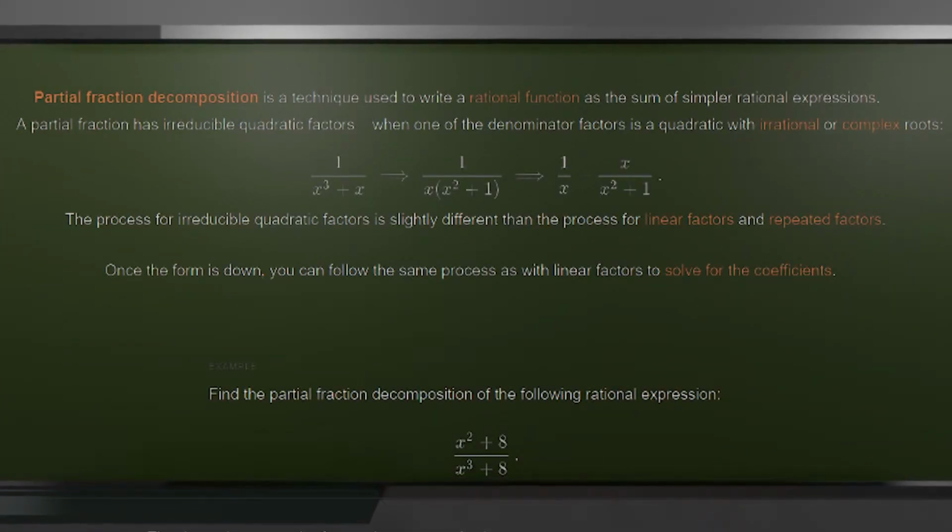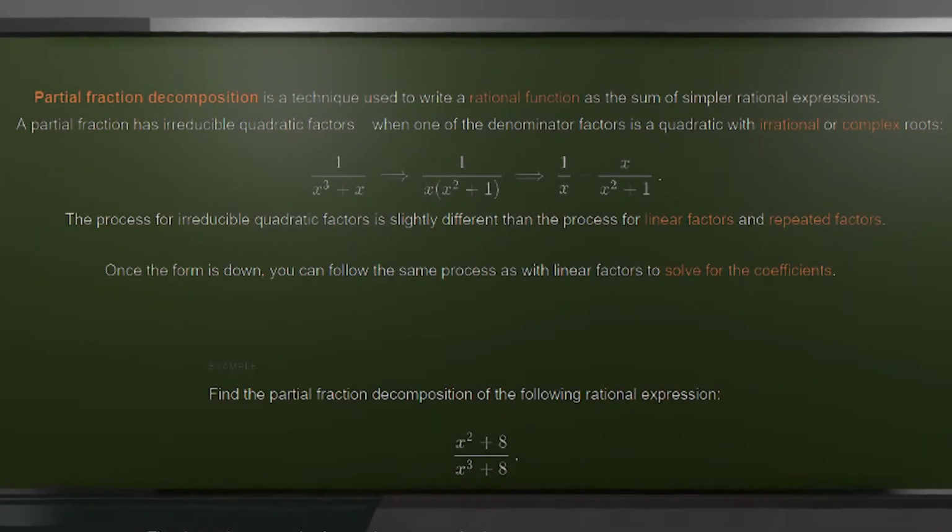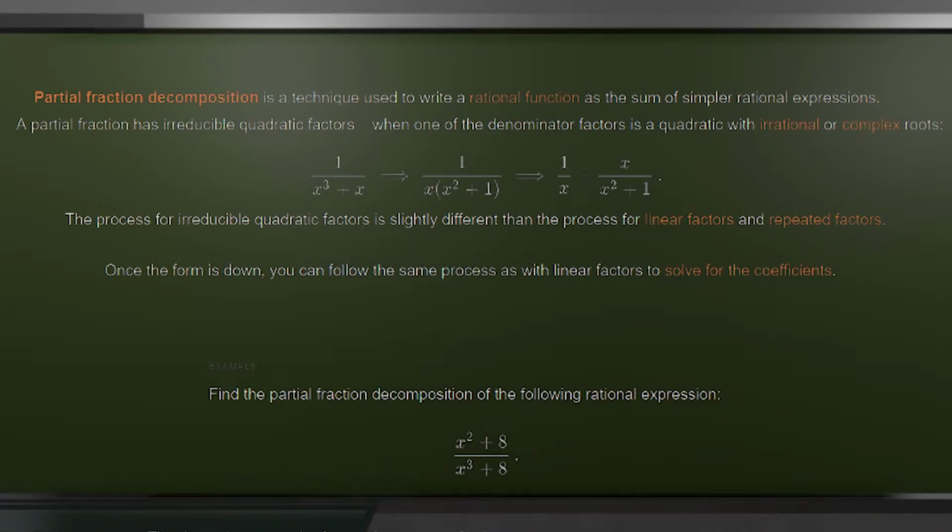What we did earlier was partial fraction decomposition, which is a technique used to write a rational function as the sum of simpler rational expressions. In this section, we will discuss partial fractions that have irreducible quadratic factors. It is so when the denominator has a factor which is quadratic with complex roots. There is a different technique for solving these types of partial fractions.